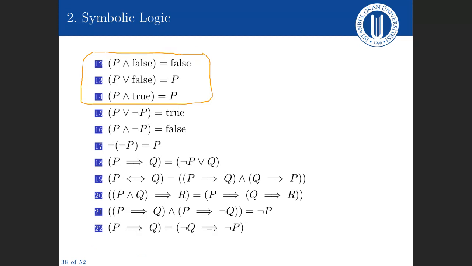P and false is always false. P or false is the same as P. P and true is the same as P.